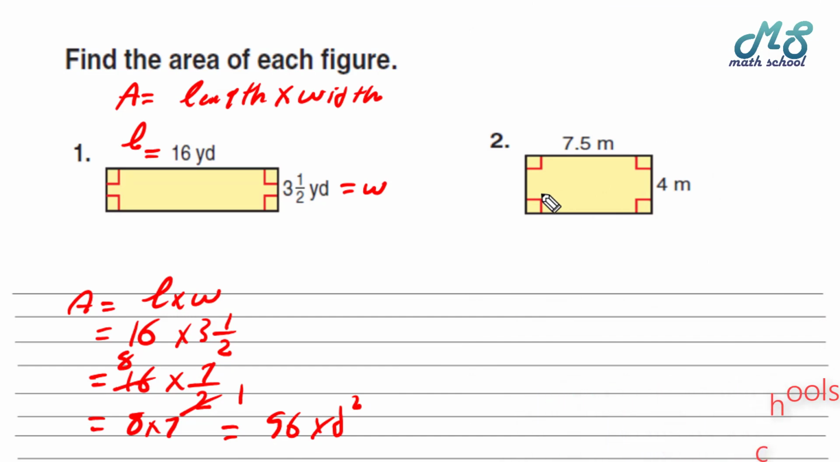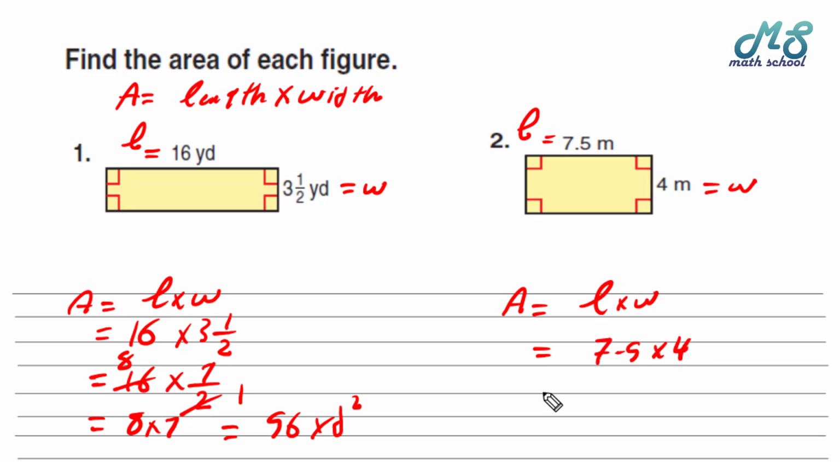Next, find the area of the rectangle. To find the area of the rectangle, ask yourself: length times width. Length equals 7.5. Width equals 4 meters. So the area is equal to 7.5 times 4.